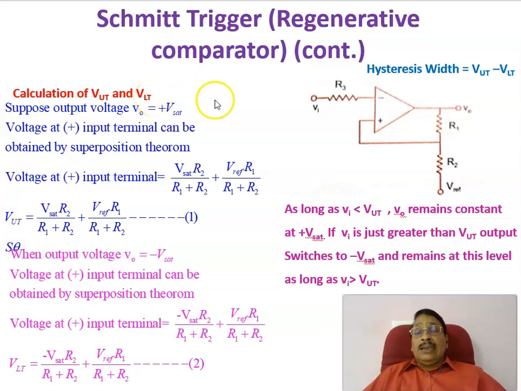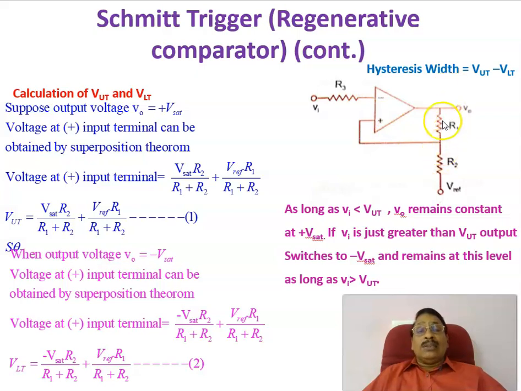As I told you, the output of the comparator can be either plus Vsat or minus Vsat. There are only two extreme cases. Now, assume the output voltage equals plus Vsat. What is the voltage at this point? This voltage equals the reference voltage and this voltage equals plus Vsat. There are two voltages coming, and you have to calculate the voltage at this middle point.